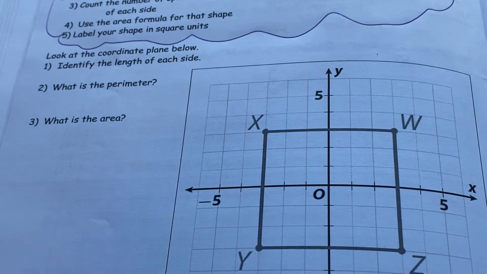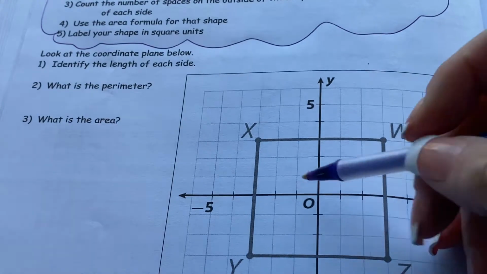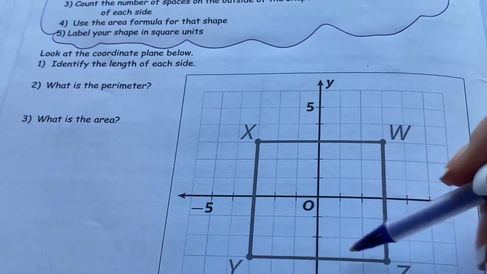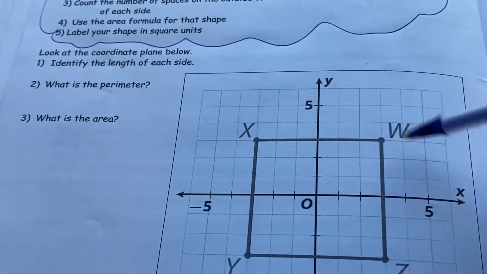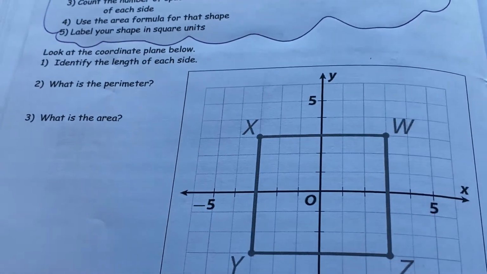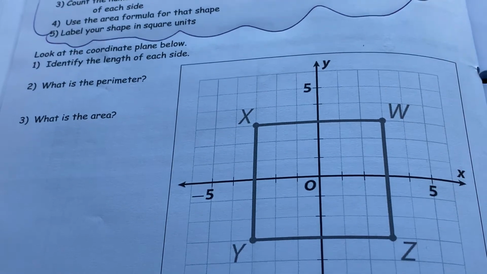Okay, go for it. So we're going to start here, since this is X, Y, Z, W. That is the shape here. It doesn't go in alpha order. These just happen to be the labels of the points. So I'm going to review first.